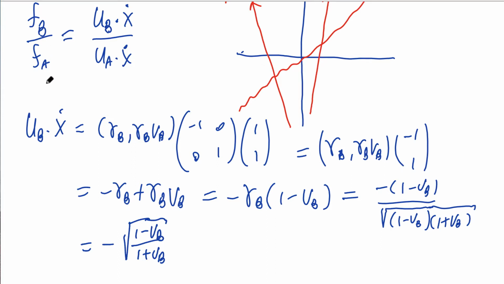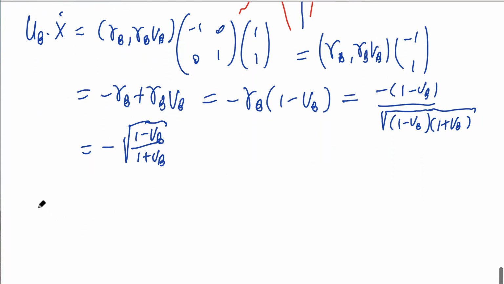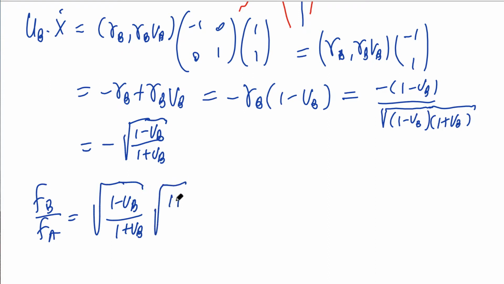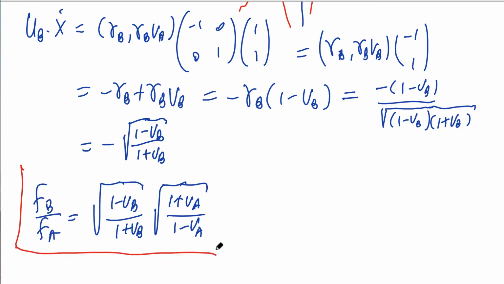So the ratio of frequencies here, FB over FA, is equal to, the minuses cancel, so we have the square root of 1 minus VB over 1 plus VB times the square root of 1 plus VA divided by 1 minus VA. So this is the general result for the relationship between the frequencies measured by two different observers.